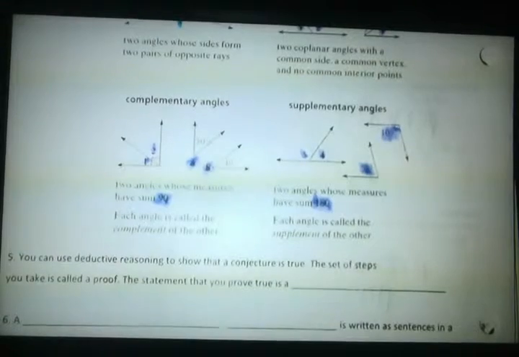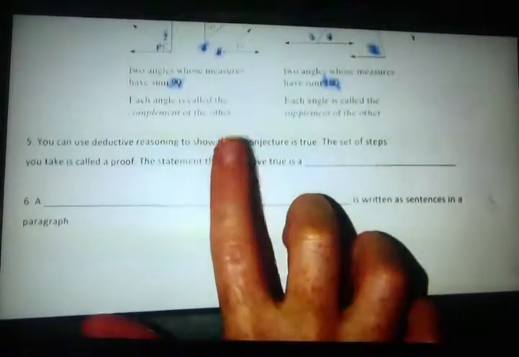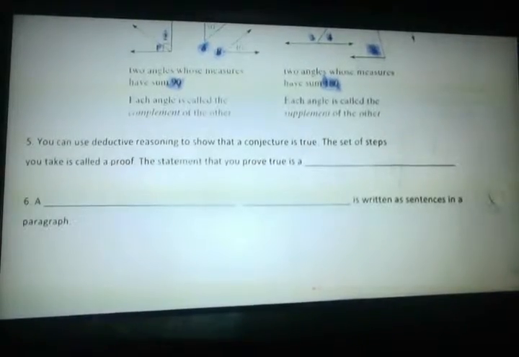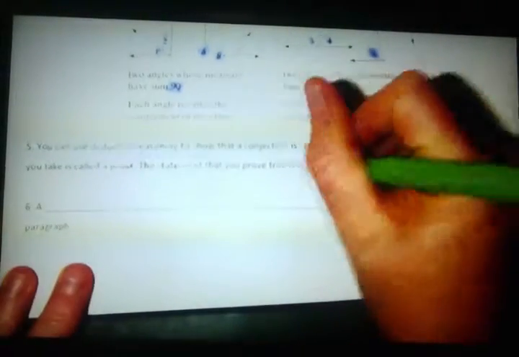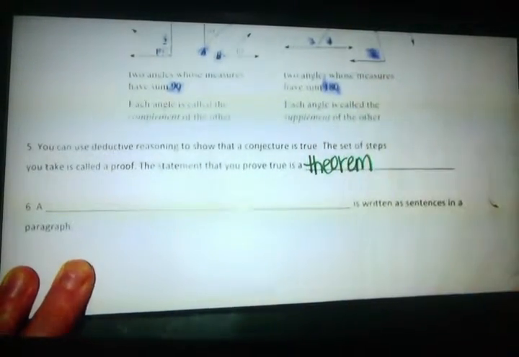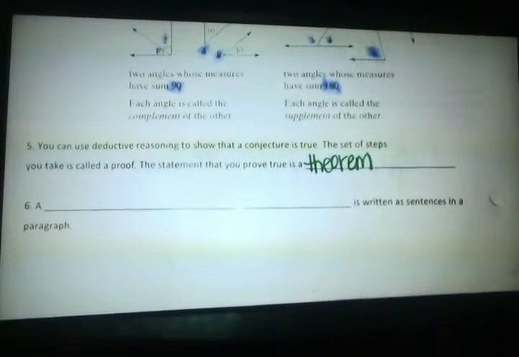So let's go ahead and fill in our blanks down here from word vocab. So you can use deductive reasoning to show that a conjecture is true. The set of steps you take is called a proof. The statement that you prove true is a theorem. Theorem. We're going to talk about some of those today.